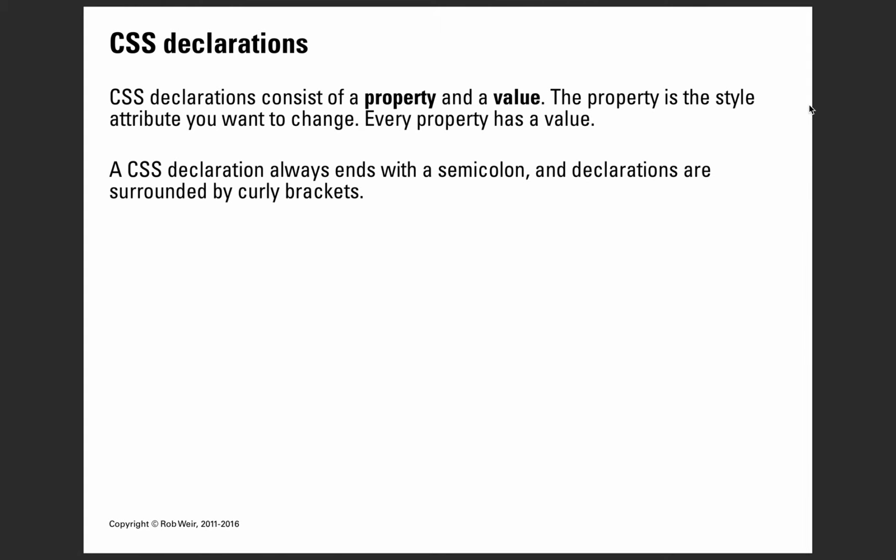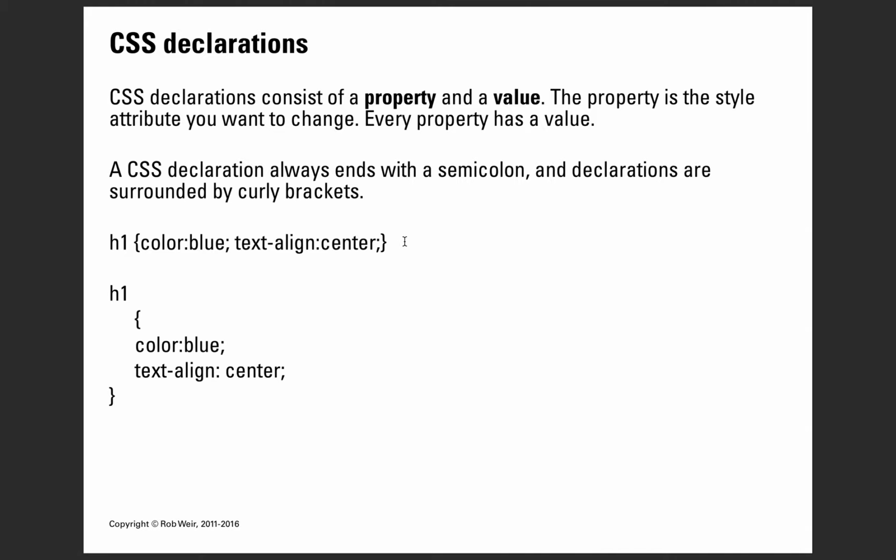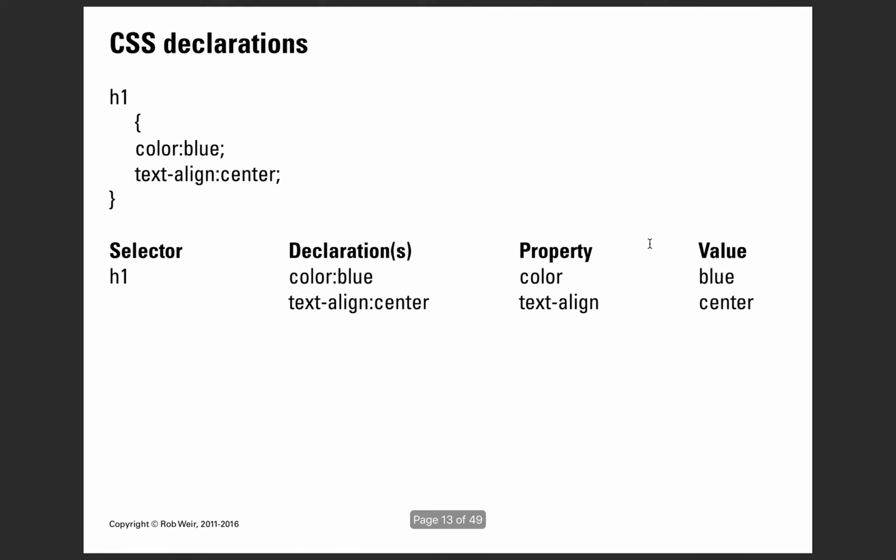The declaration always ends with a semicolon, and then the declarations are surrounded by curly brackets. And so again, if we have our H1 example, this is exactly the same code that you see here and that you see here. This is just a little bit easier for people to read. You'll sometimes see examples like this. This is much easier for people to read, and it's more or less how I'm going to write it in class and how you'll get used to writing these things in class. So again, for our H1, the selector is the H1.